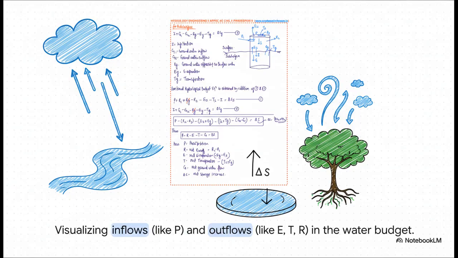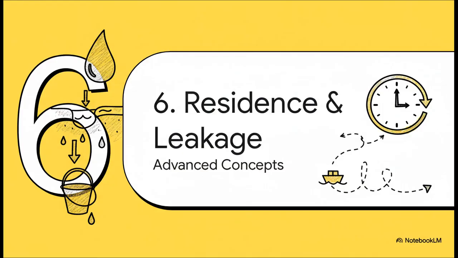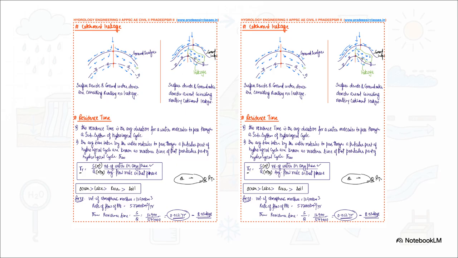Precipitation is the primary inflow, while all these other processes like runoff, evaporation, and transpiration, they're all outflows, removing water from the system. Okay, to finish up, let's just touch on two more advanced concepts that add a little more nuance to our understanding: catchment leakage and residence time. Now usually the boundary for surface water in a catchment matches the boundary for the groundwater deep beneath it. But sometimes they don't align perfectly. When this happens, groundwater from one catchment can actually leak and flow into a neighboring one. And this phenomenon is known as catchment leakage.